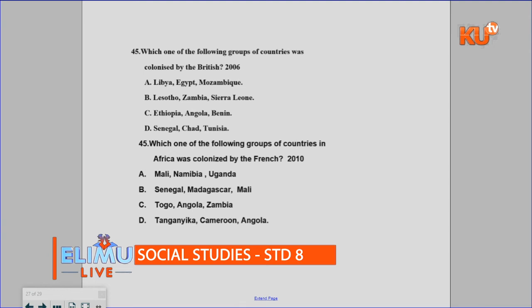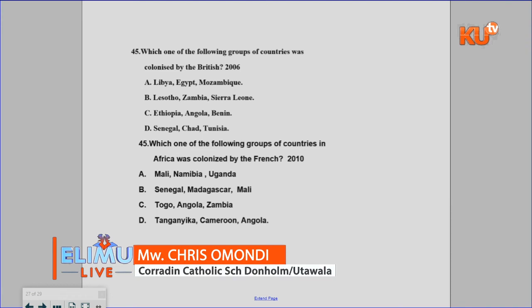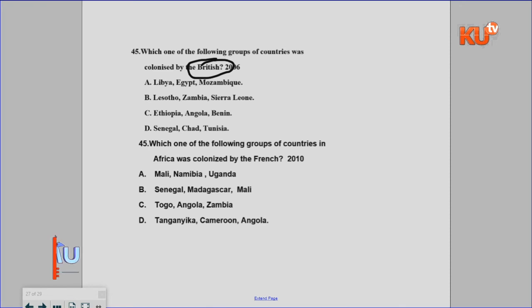So if you check, my learners, or the viewers, you are going to see that it's a mix of different countries in Africa. But now we want only to select the one that was colonized by the British. So you start with the ones that I showed you earlier: Kenya, Uganda, South Africa, Swaziland, Zambia, Zimbabwe. Are you seeing that one? Lesotho was colonized, also Zambia and Sierra Leone. Of course, choice B is the one that is coming out to be the most conspicuous one. This one.